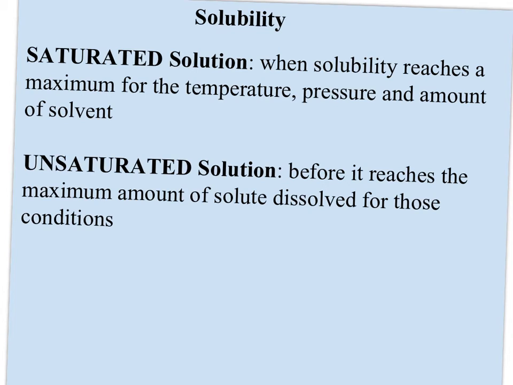So when you put sugar in your cereal and all of a sudden the sugar starts sinking to the bottom of the bowl because the milk can't hold any more. An unsaturated solution is any amount you add before it reaches the maximum. So you put a little in, put a little more in, put a little more in. That's unsaturated until all of a sudden no more dissolves and the salt or the sugar starts falling to the bottom of the container.